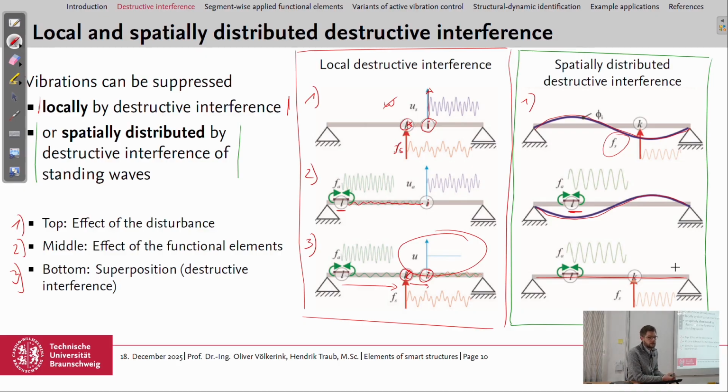In the second case, several places of destructive interference will happen. Here only locally. Correct. So here we have destructive interference over the whole beam, and here we only have destructive interference here.